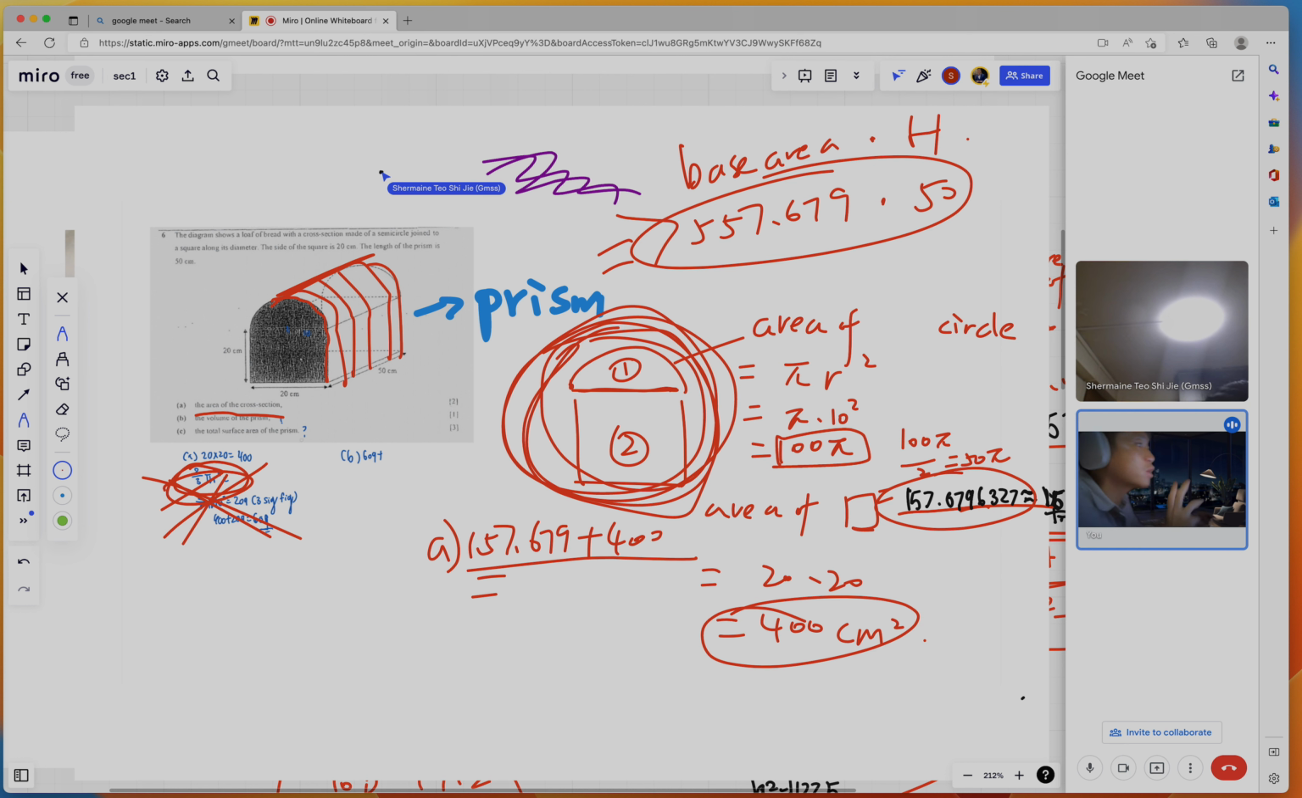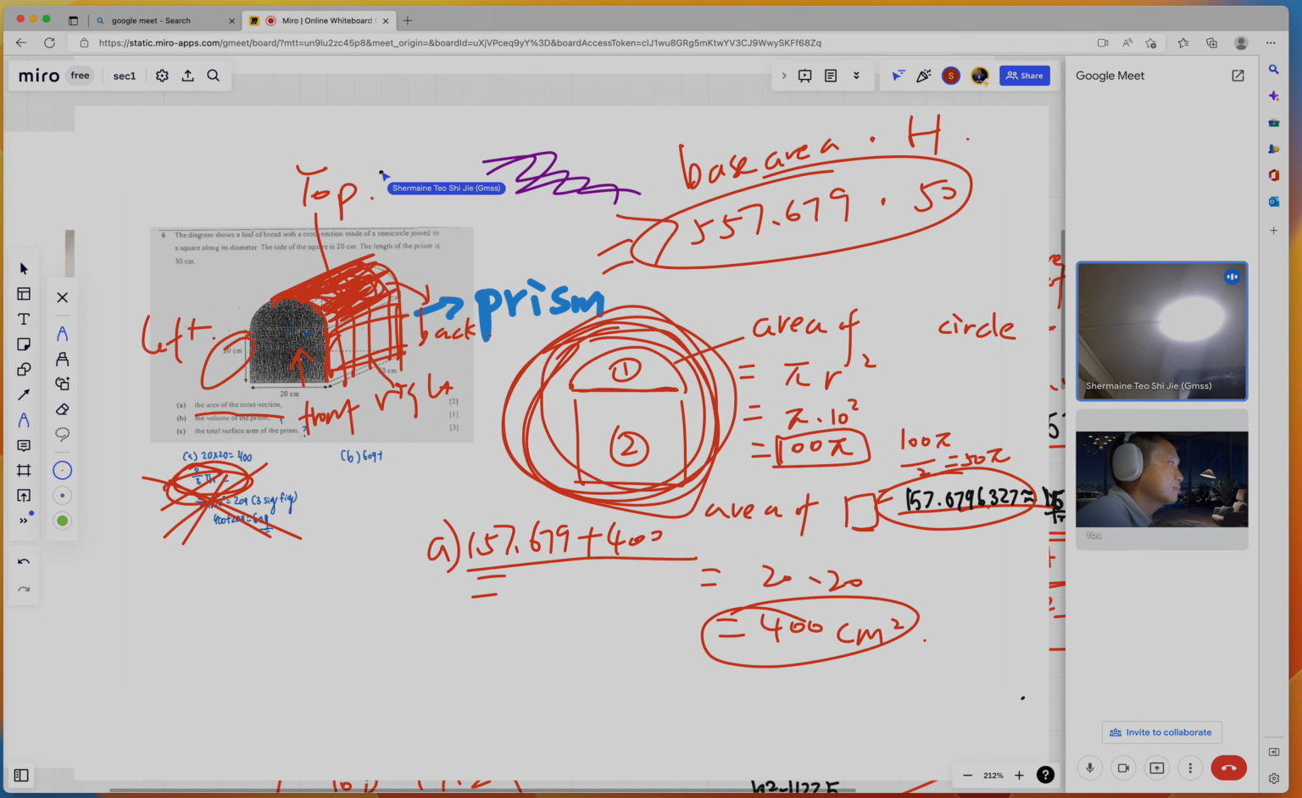Total surface area, what strategy do you use? Can you see you have the front? This is the front. And you have the back, right? Can you see you have the top over here, which is half of the cylinder. Then you have the right side, which is a rectangle. Then of course you have the left side also, right? And then you just have to find each of these and then add up, right? Does it make sense? Yep. So you just have to find each and then add up.